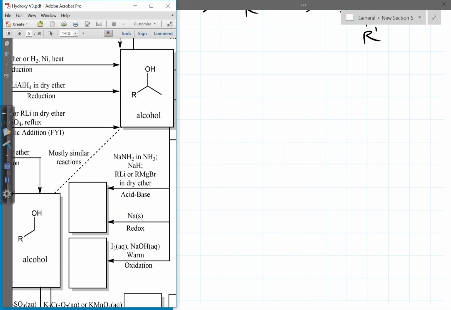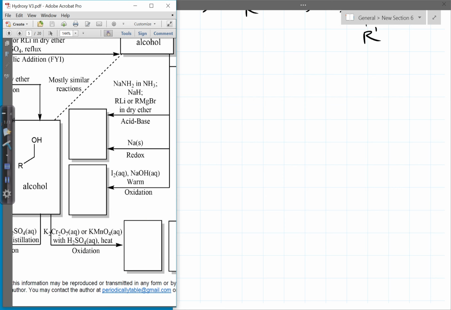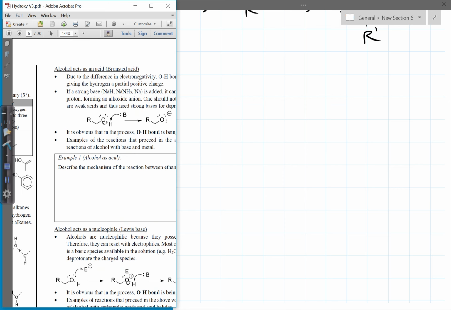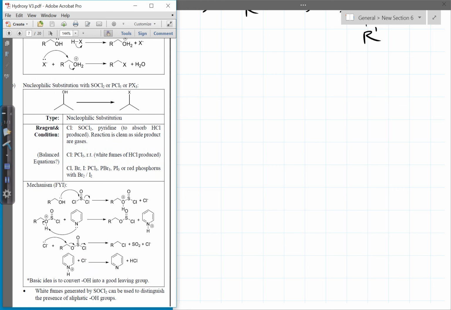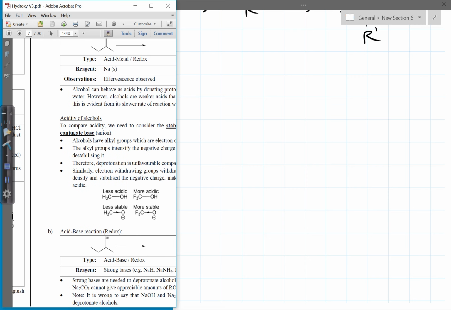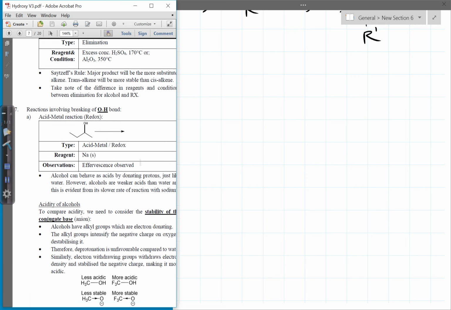So another thing for this is that white fumes generated by your SOCl2 can be used as a distinguishing test for the presence of your alcohols, but not phenols, because phenols, you'll see later on, will not react in this way, right?